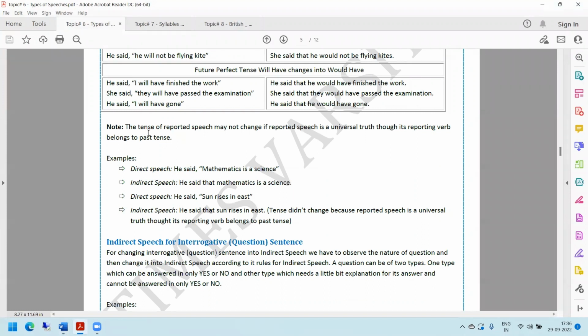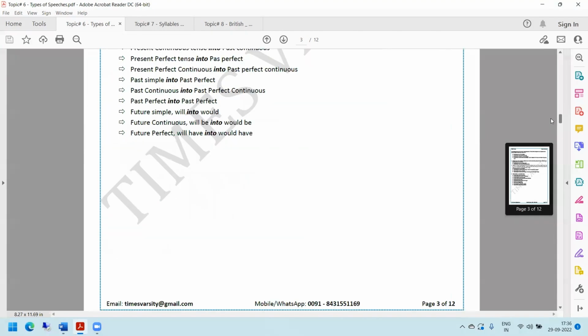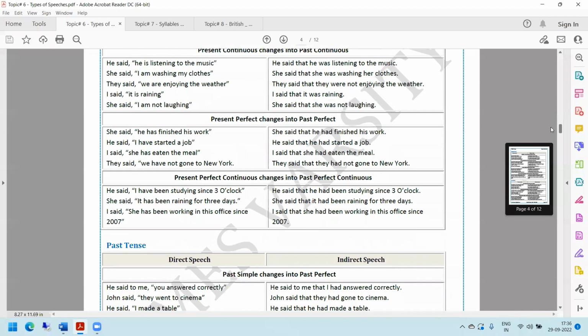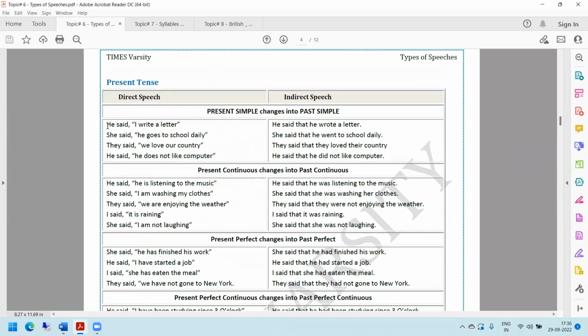So here, the tense of reported speech may not change in some special scenarios, if the reported speech is a universal truth, though its reporting verb belongs to past tense. What we have seen is that if the reporting verb belongs to past tense, then the tense changes. For example, now you see here the reporting verb is in past tense, so the tense in the reported speech changes.